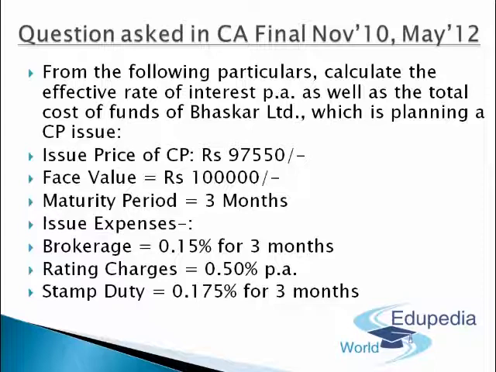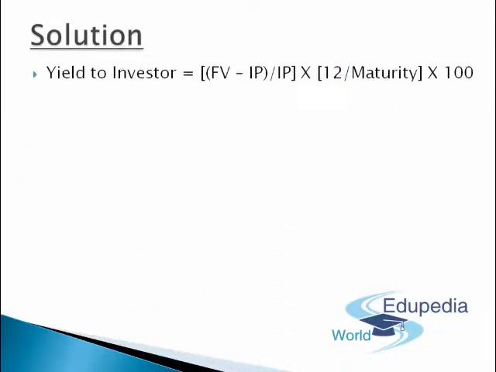So this question is on the same lines as the one asked in my last slide, approximately. So the solution would be, firstly we'll have to calculate the yield to investor in such case. Wherein we'll have to take care of face value, the issue price, and the maturity. So face value minus IP divided by IP into 12 divided by maturity. We can actually use 365 or 360 days divided by maturity as well. But on the same lines we can simply use 12 as the number of months in a year, whole divided by maturity into 100.